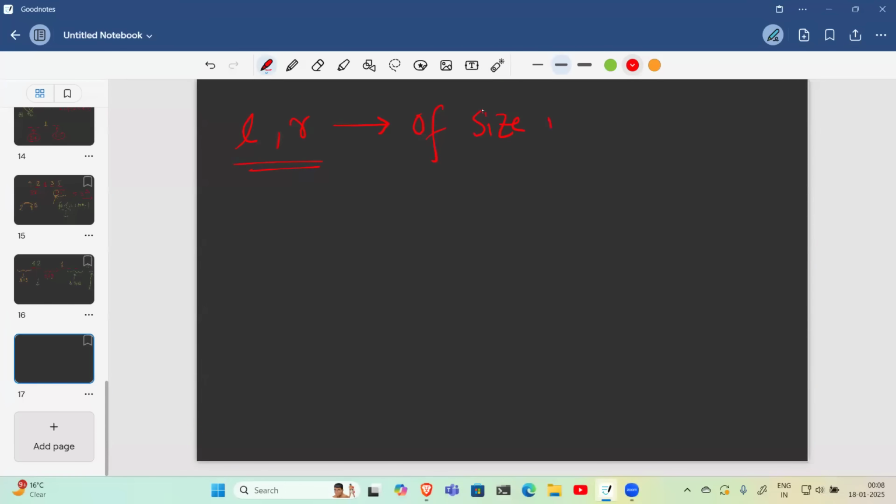Okay. So what do L and R mean? Basically, L of i means what is the leftmost position where i can be at? What is the leftmost position i is allowed to be at?